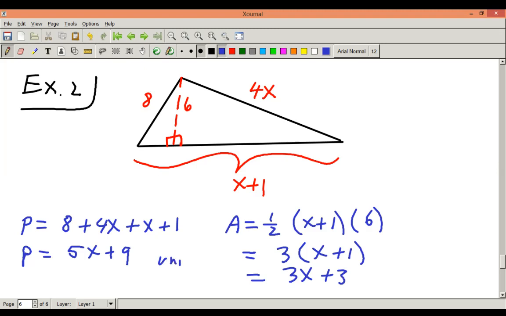And again, we don't know x. This will be square units. They did not tell us any units, so we'll just write that.